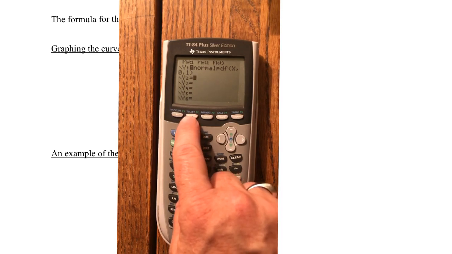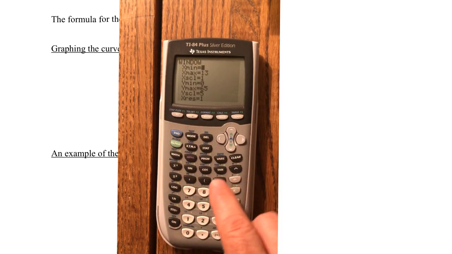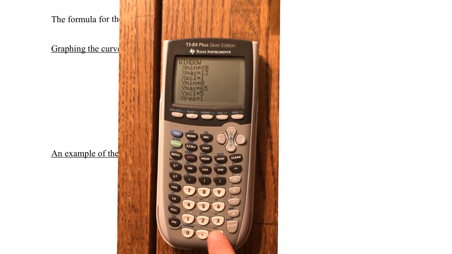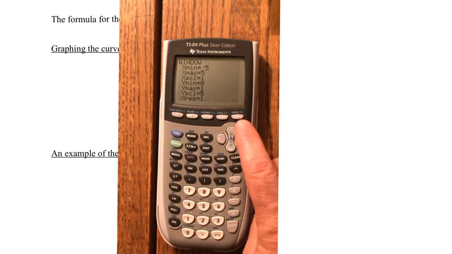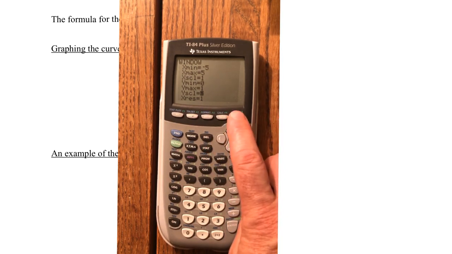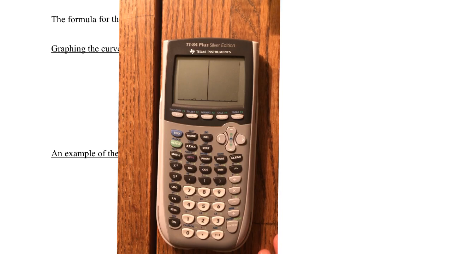Then we go to the window and do the same thing. We'll go from -5 to 5, and for Y, we'll go from 0 to 1. That scale doesn't matter. If it puts a tick mark every 5 units, it doesn't matter, it won't show anyway. So just hit graph.